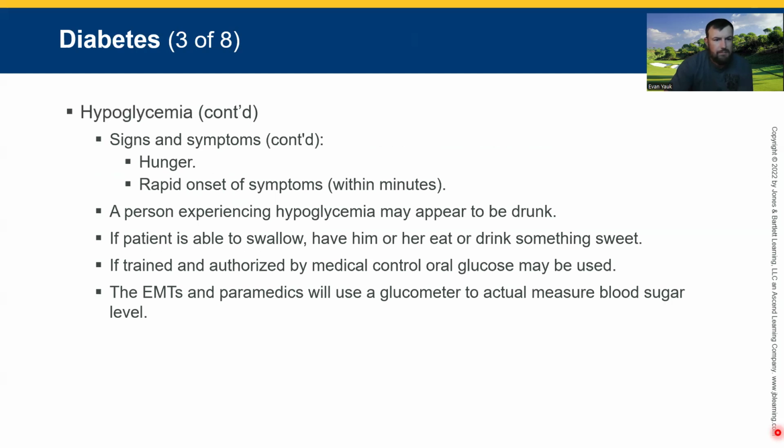Hypoglycemia, signs and symptoms: hunger, rapid onset of symptoms within minutes. A person can be perfectly normal one minute, you walk out there and you come back and they're a completely different person. A person experiencing hypoglycemia may appear to be drunk. If the patient is able to swallow, have him or her eat or drink something sweet, orange juice.